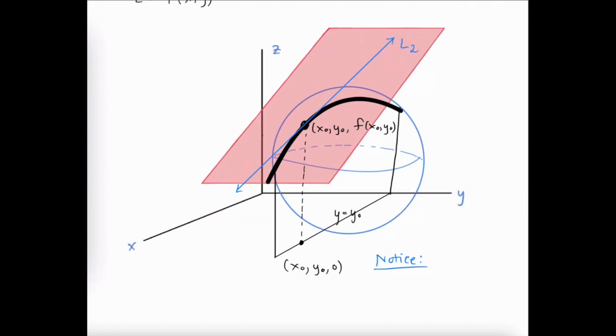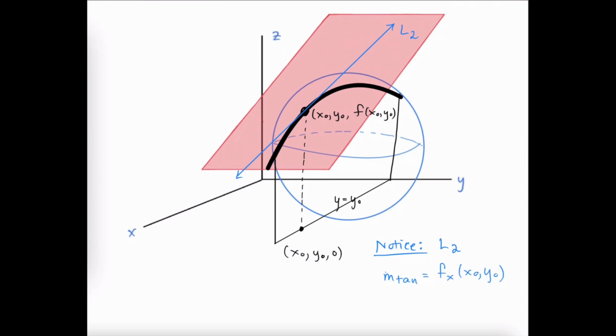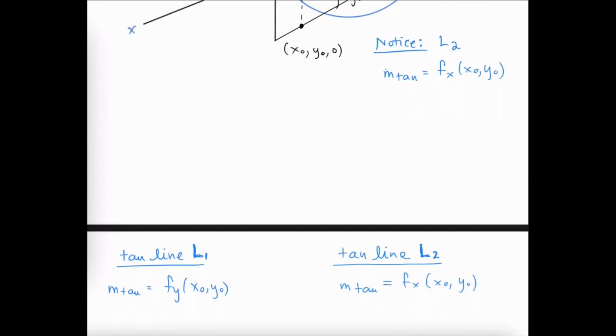Now let's notice again that because we sliced with a constant y plane, the slope of line L2 is the first partial derivative with respect to x evaluated at x naught, y naught, that domain element. And so we'll bring that information down here as well. We'll be using it again in a moment.